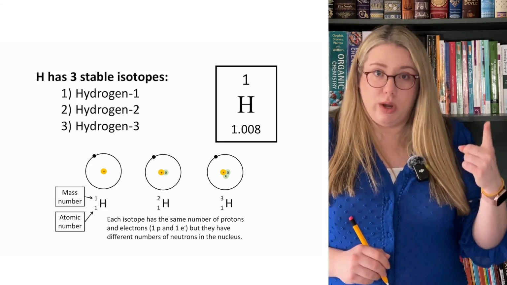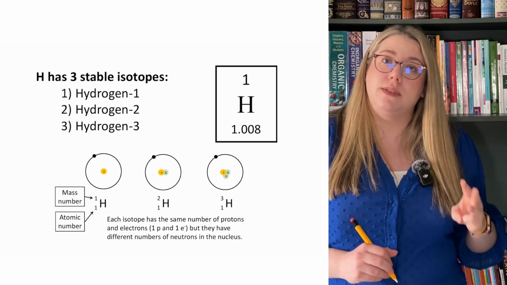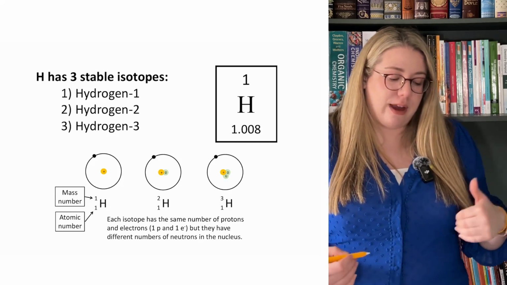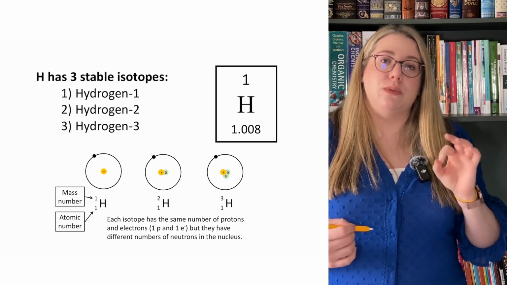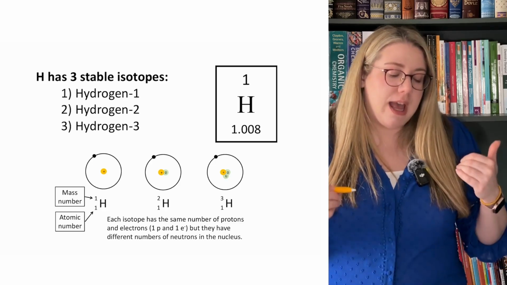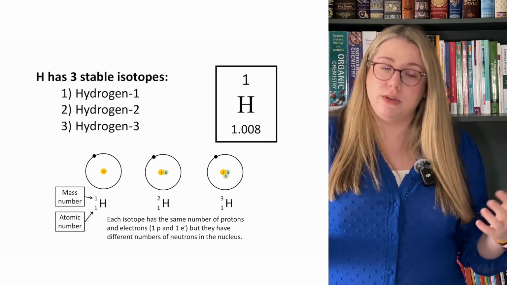Right, so hydrogen has 3 stable isotopes. They are hydrogen 1, hydrogen 2, and hydrogen 3. So they're the mass numbers of the isotope. And if you look at the diagram underneath, I've represented the number of protons in the nucleus with an orange circle with a positive charge because protons are positive. And I've represented the number of neutrons with a green 0 because they're neutral.